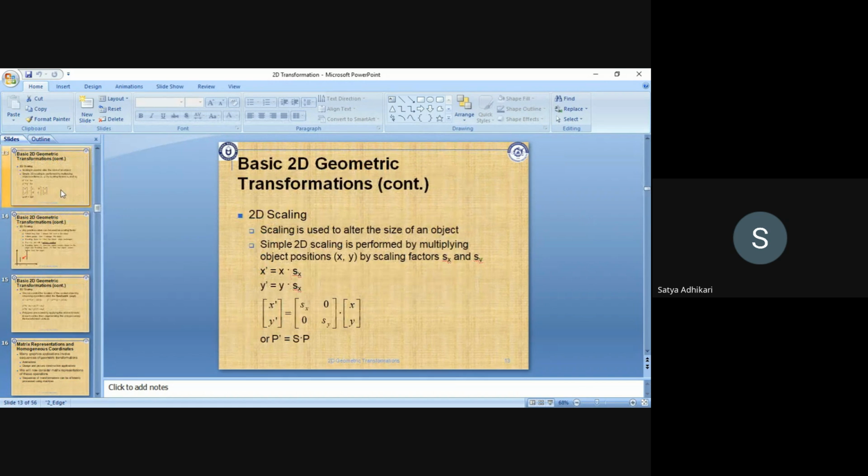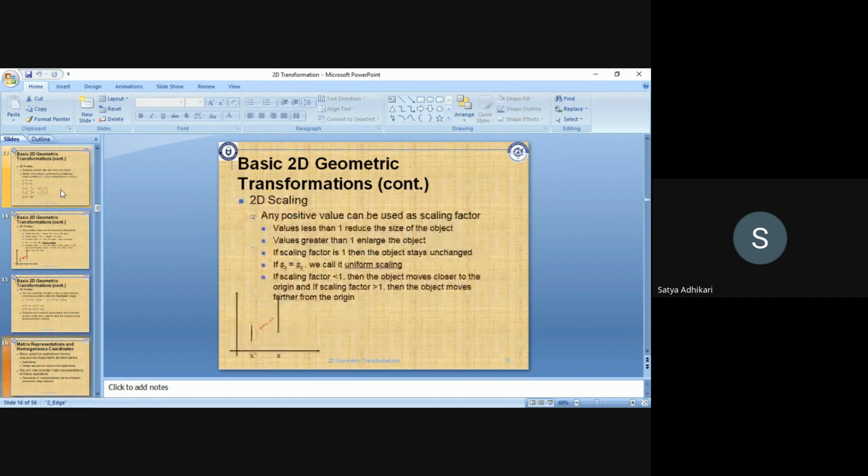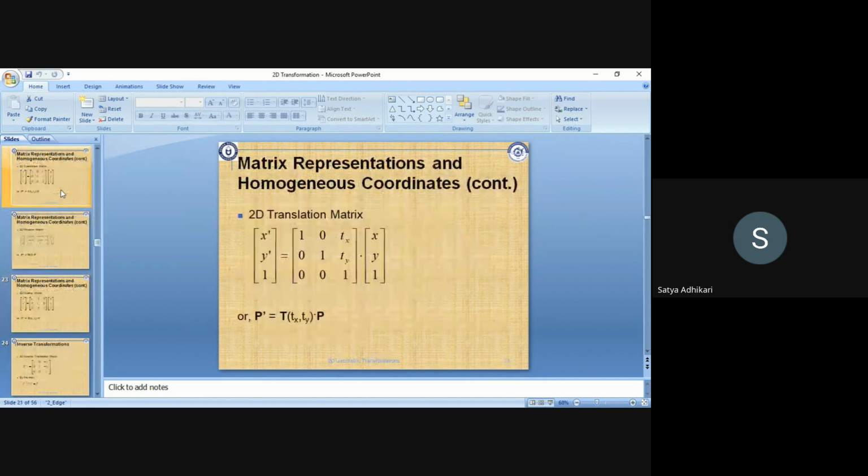You see, x dash, y dash equals Sx 0 0, 0 Sy 0, times x y. The same matrix is there, but in a 3 cross 3 matrix. I have only added an extra column and an extra row, 0 0 1 and 0 0 1. You will be clear if you compare this matrix with the translation matrix in homogeneous coordinates.